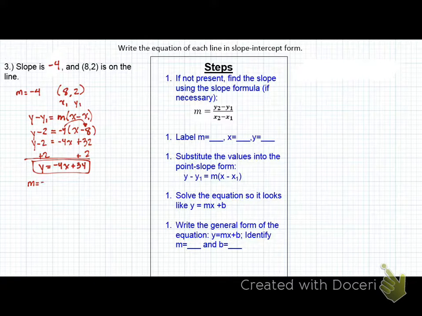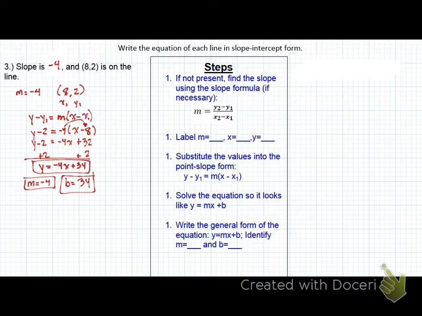What's m equal to, everyone? Good. What's our slope, everyone? I'm sorry, that's our slope. What's our y-intercept, everyone? 34. Great. Sorry about that. And that's it. Was that hard? No, it wasn't too bad, okay?